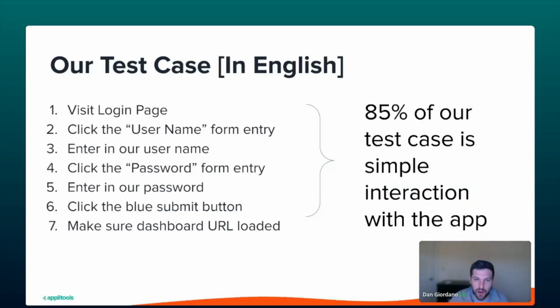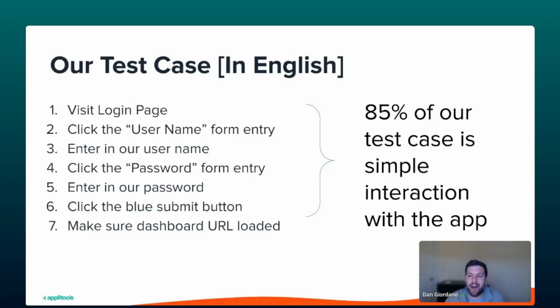So first, let's walk through a sample test case. We have it in English here, so we can look at the different parts that are interaction and the different parts that might be validation. We'll go through the steps quickly. We'll visit a login page. We'll click the username field, and then enter our username. We'll click the password field, enter our password, and then click the blue submit button, and we'll make sure that the dashboard URL loads. So after I click submit, I'm able to go through that action and something works.